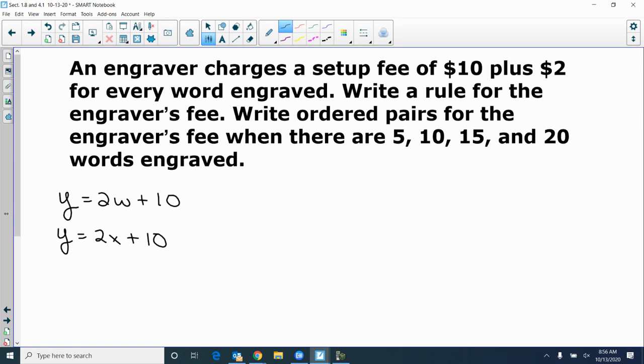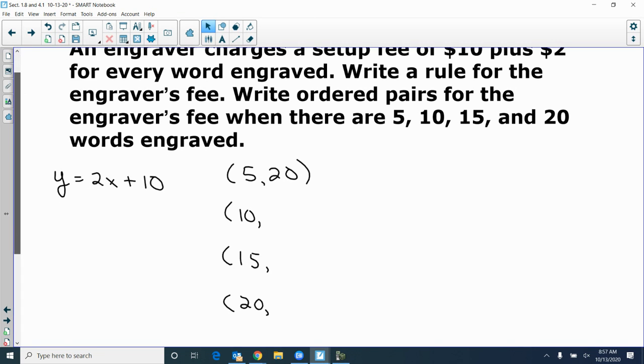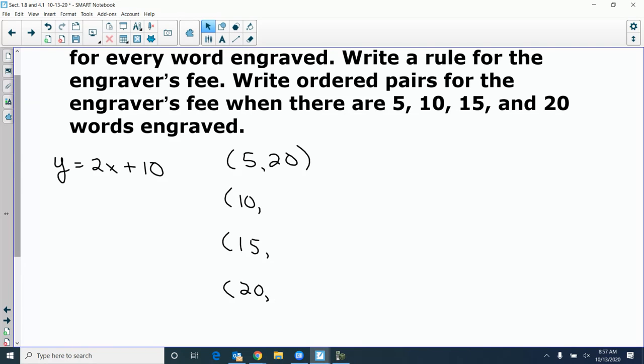It's very important to use x and y here because of the graphing. We have an x-axis and a y-axis. It's going to help you keep that stuff straight. It says write ordered pairs for 5 words, for 10 words, for 15 words, and 20. All that tells us to do is plug in 5 for the x. Well, what's 2 times 5? It's 10, plus 10 is 20. So the y value would be 20. Go ahead and plug 10, 15, and 20 into that rule, or that equation.